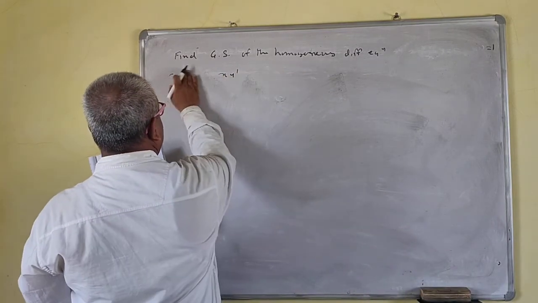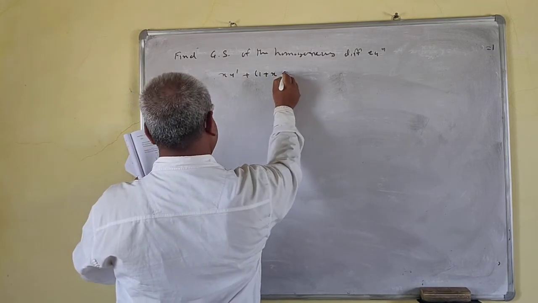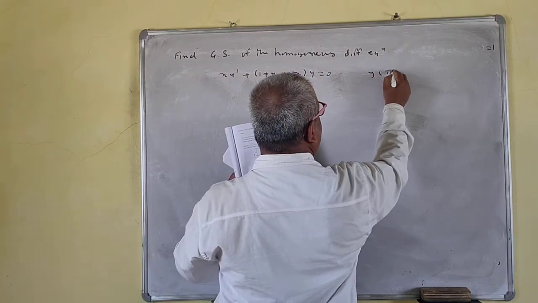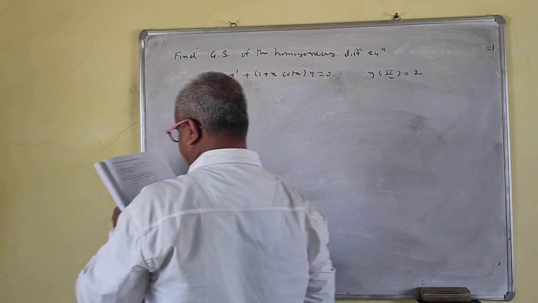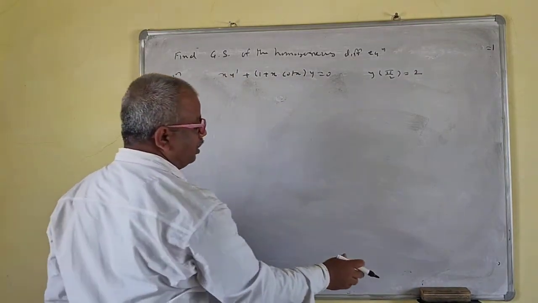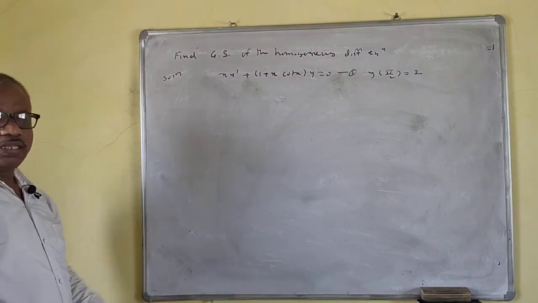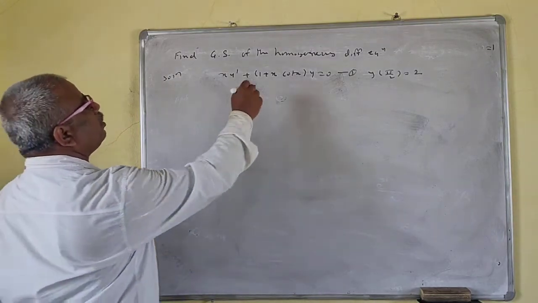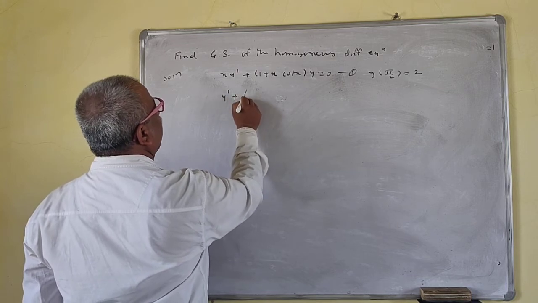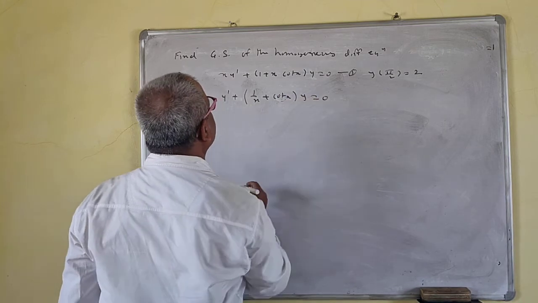Next. x y prime plus (1 plus x cot x) y is equal to 0, with y of pi by 2 equal to 2. Solution: given this, we'll call this equation 1. Don't write y of pi by 2 is equal to 2 now; we will write that later. Now we have to divide by x. So y prime plus (1 by x plus cot x) times y is equal to 0.